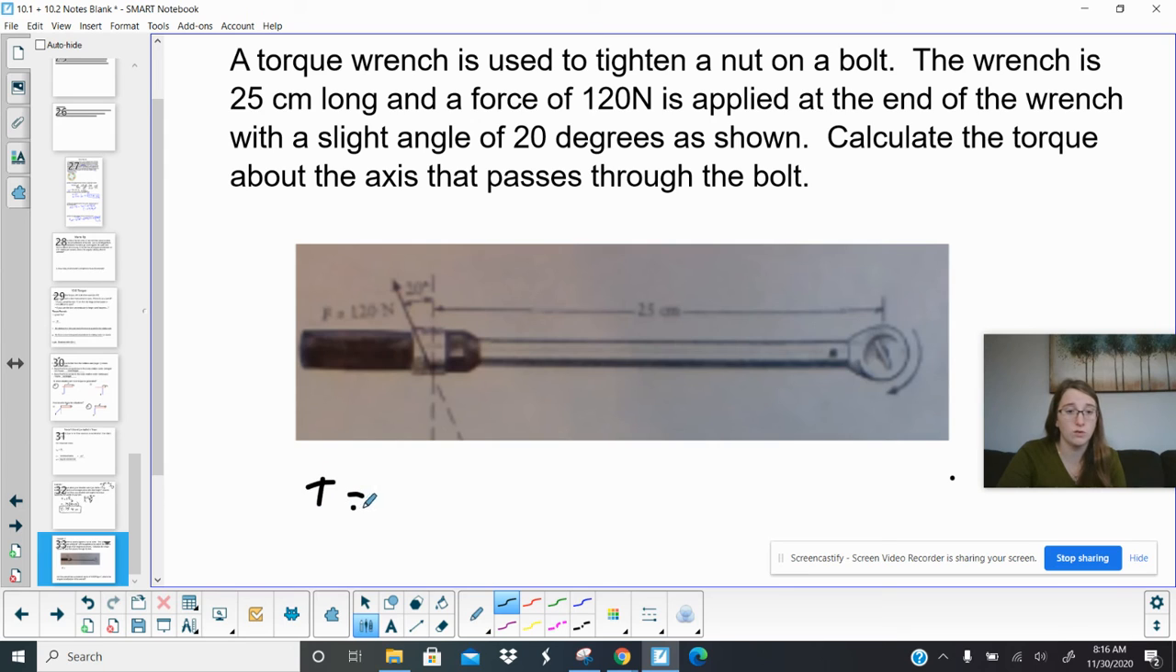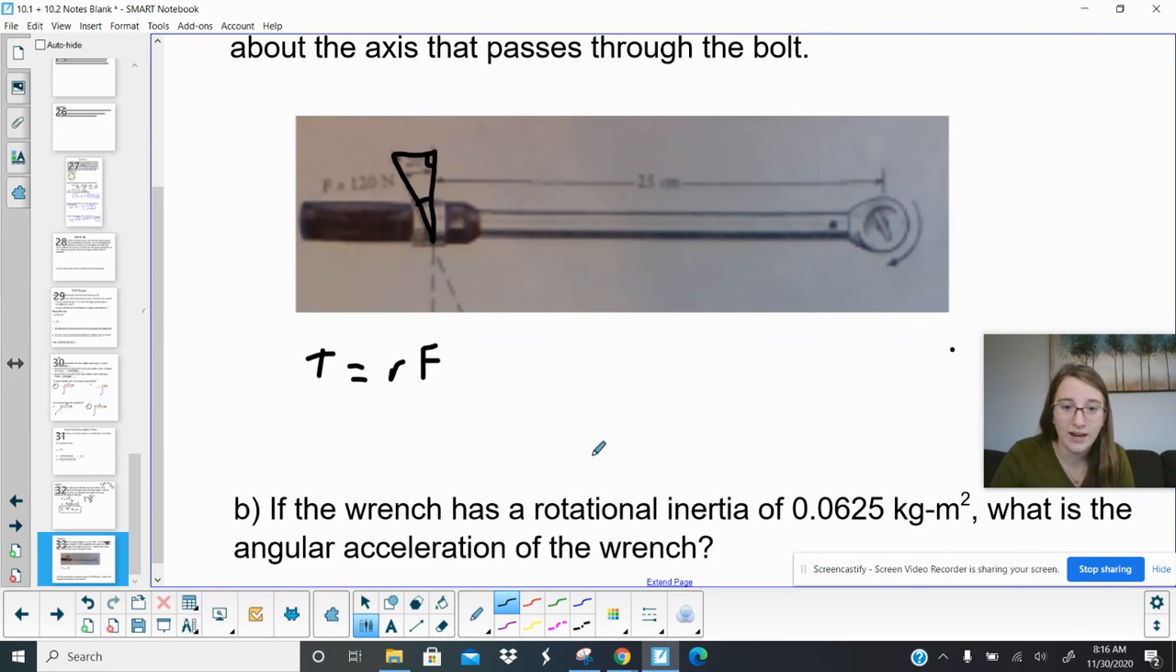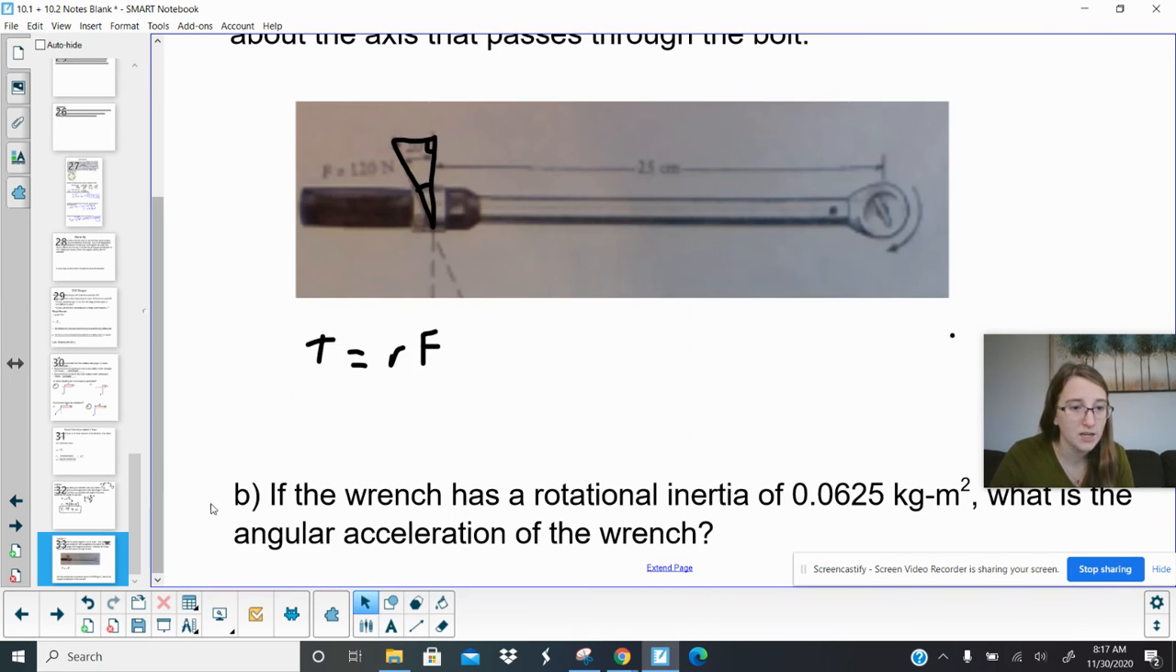So tau equals RF. However, the F we need is perpendicular to the object. So I want you to take a moment, hopefully you can see this triangle here. This is the 20 degrees right there. I'm going to go ahead and actually pull that triangle off. We got one more example down here.